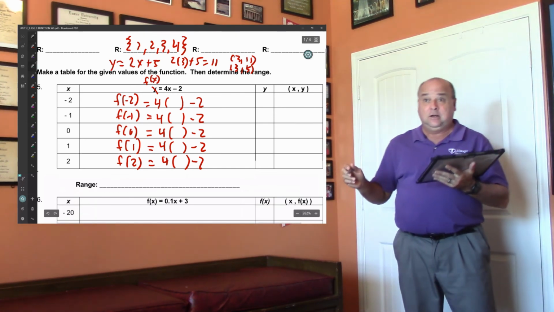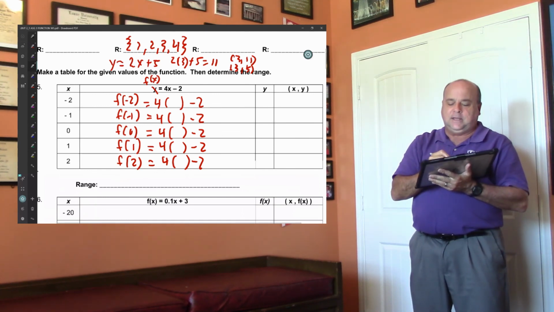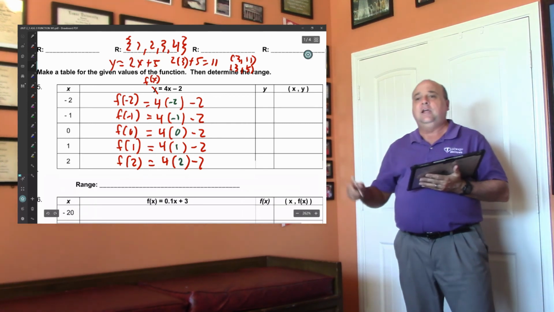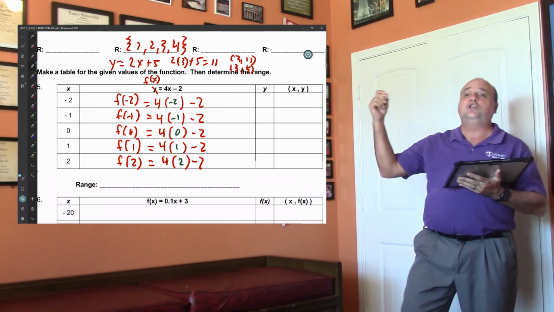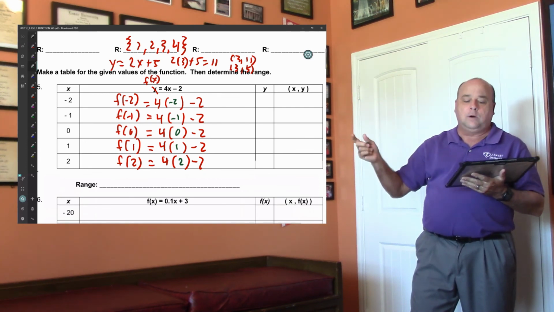So I can change color because I got more power here. So I'm just going to plug in my domain. So in this parentheses, it'll be negative 2. This one will be negative 1, 0, 1, and 2. If we were to look at this equation, our starting number would be negative 2, and the number should grow by 4, right?